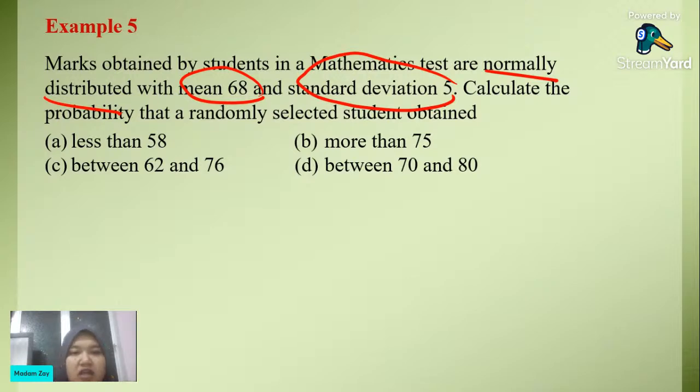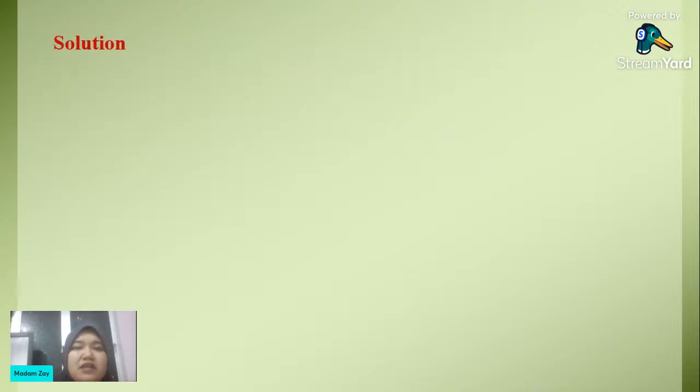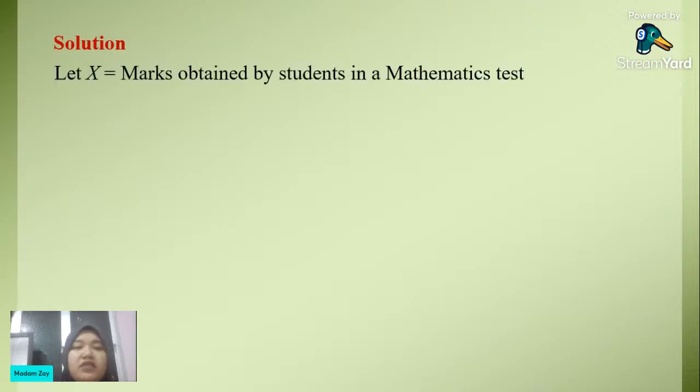and 80. Okay, first of all, what is the step that we need to do if we have a problem solving question? As usual, we have to define the variable. So we let X be the marks obtained by a student in the mathematics test. So this X will follow the normal distribution with 68 as the mean and 5 as the standard deviation. So the parameters here will be 68 and 5 squared. Why squared? Because the parameter is sigma squared, not sigma only.